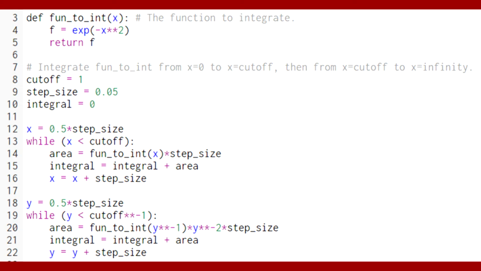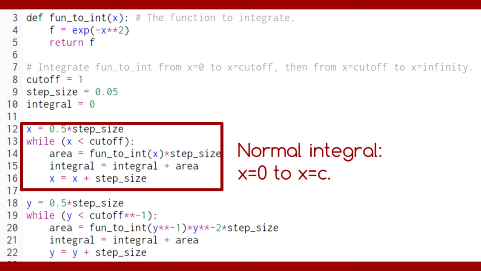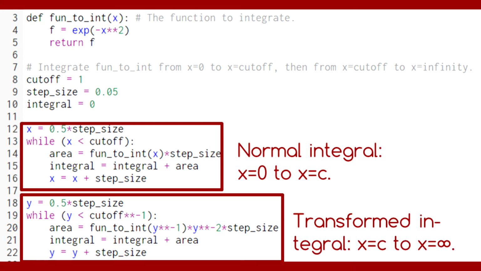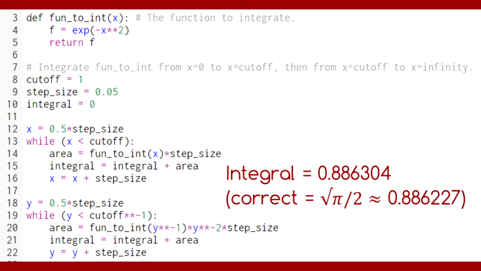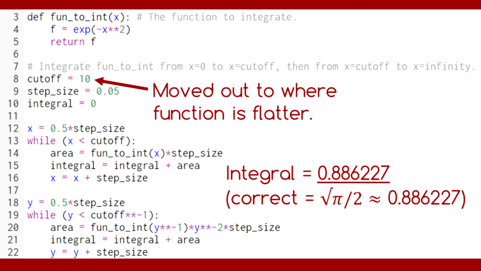This code implements this split integral strategy by using two loops. The first loop evaluates the integral from x equals 0 to the cutoff point using our usual integration routine. The second loop evaluates the integral from the cutoff point to x equals infinity by using the transformation strategy. This code gives us a fairly accurate answer, but we can get an even better answer by pushing out the cutoff point to where the function has less curvature.